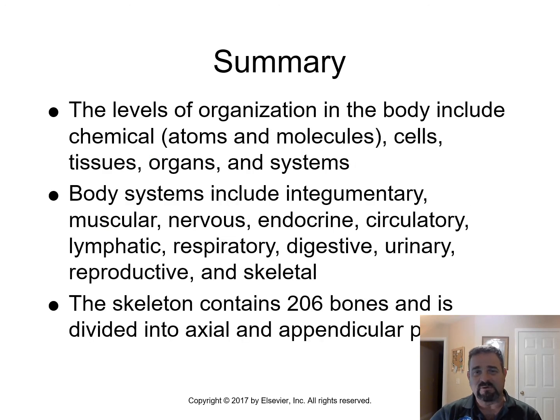All right, so in summary, we talked about levels of organization in the body to include chemical, specifically atoms and molecules, cells, tissues, organs, and the systems, the body systems themselves. These are all of the body systems that we discussed. I'm not going to individually read these out. Remember, we did these. The skeleton contains 206 bones. Make sure you know that number of 206 bones.